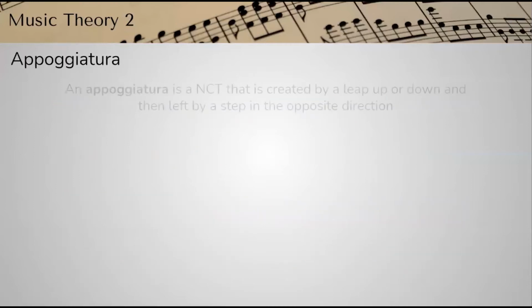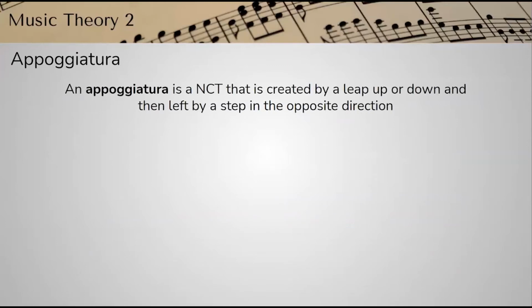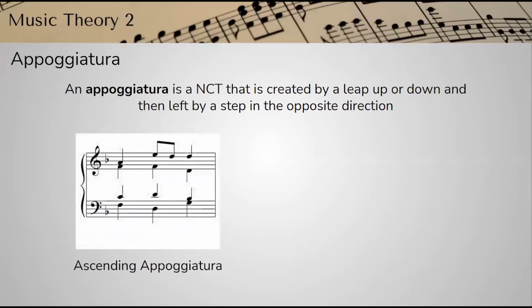Let's talk about some more of these. The first one is called an appoggiatura. An appoggiatura is a non-chord tone that is created by a leap up or down and then left by a step in the opposite direction. With all of these, I'm going to show you an example and then we'll work on how to identify where they are. I'll give you different kinds of textures and different types of music to look at this time too. This one's similar to a 4-part chorale format, and in here somewhere is an ascending appoggiatura. So let's listen.